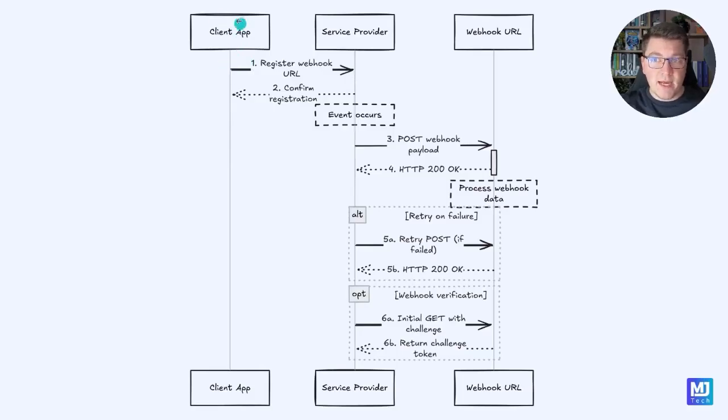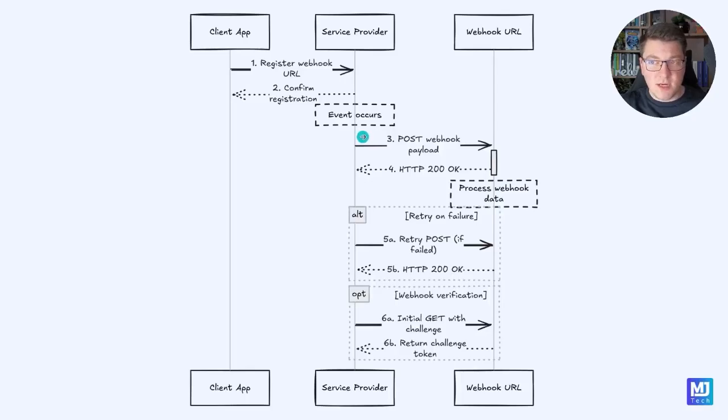So let's say we have a client application, which is typically a server-side application that has a fixed address that can accept webhook requests from our REST API. The client application is going to call some endpoint to register for a webhook. Our API is going to confirm this registration, and then sometime in the future, this event that we have subscribed to is going to occur.